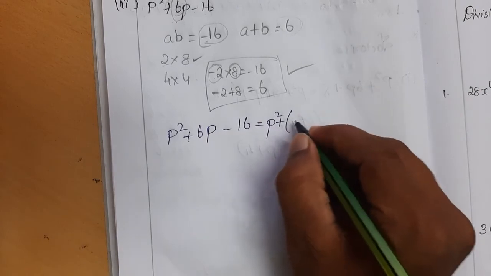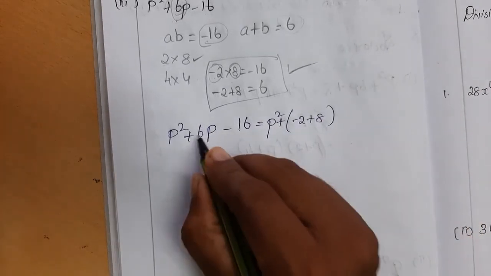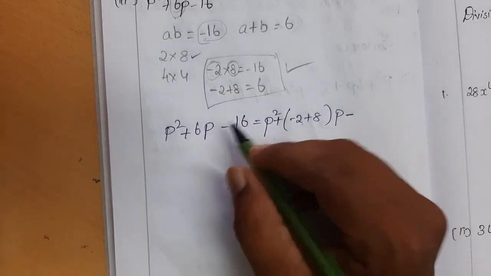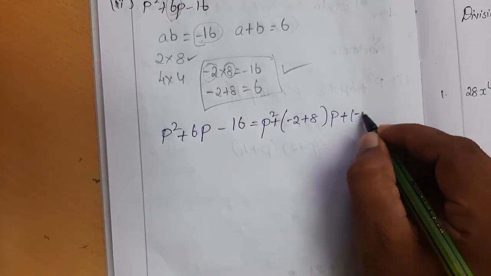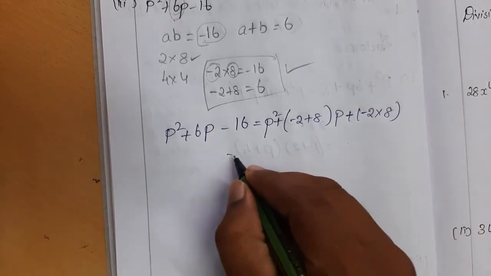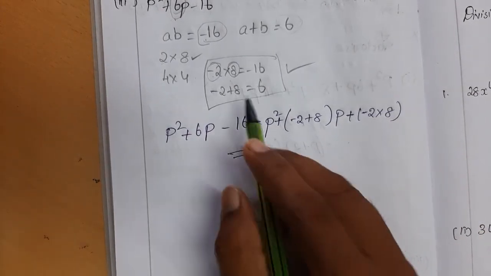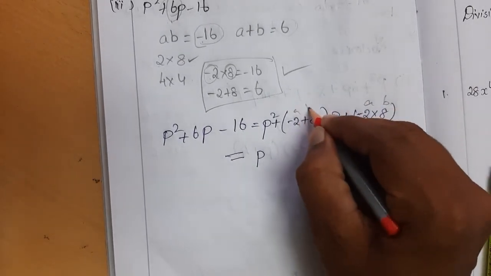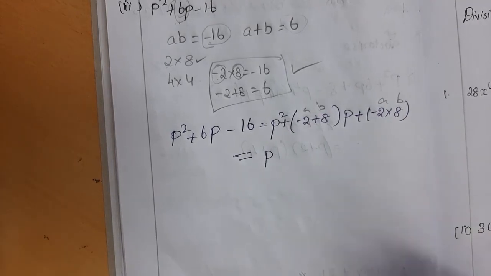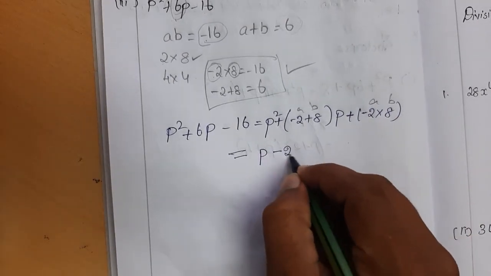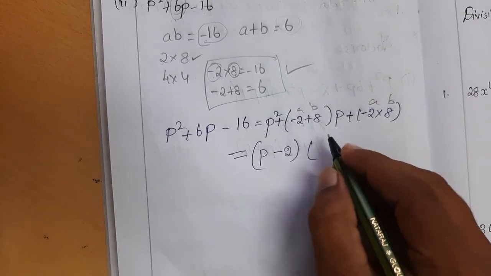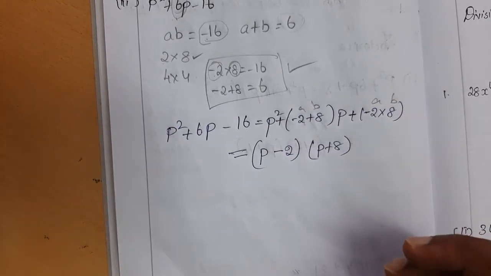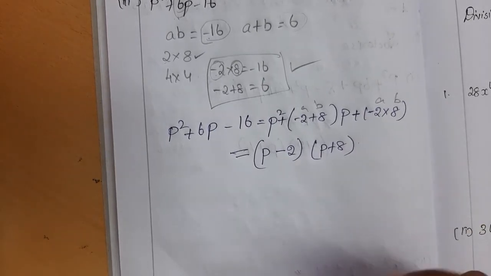So p square plus 6p minus 16, we can write as p square plus, here a plus b is minus 2 plus 8, sure, it is 6, right? p, and minus 16 we can write as minus 2 into 8. So p plus a, p plus b. Let it be a and b: a plus b, a into b. So a is minus 2, directly I will write p minus 2, and here b is plus 8, so p plus 8. So we got p minus 2 into p plus 8. Clear? Thank you.